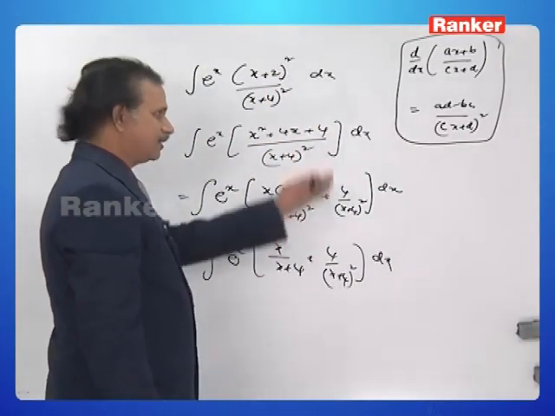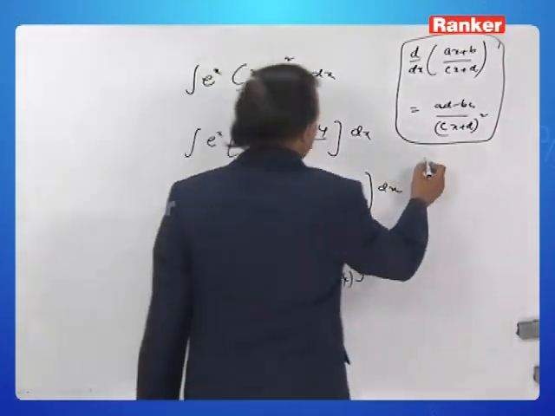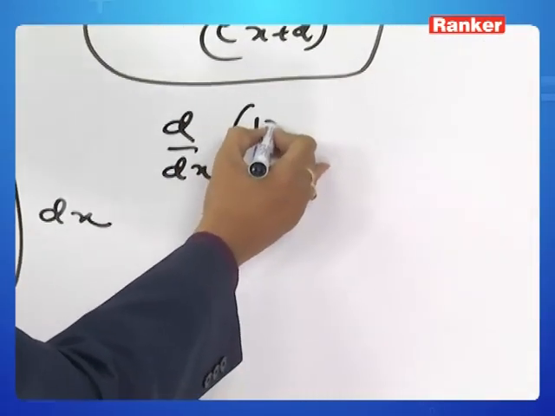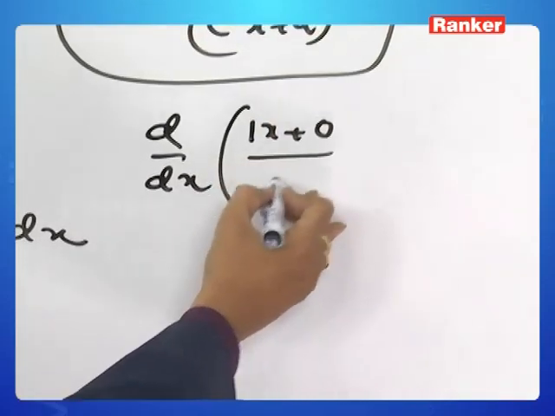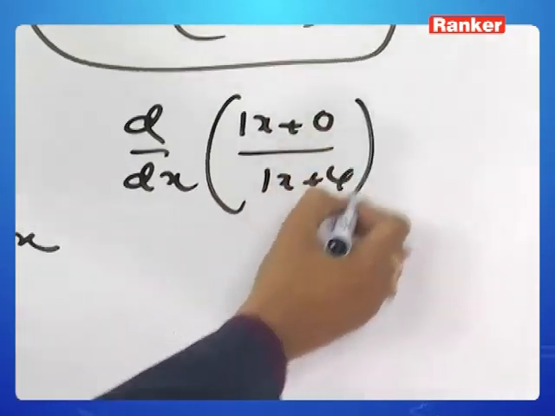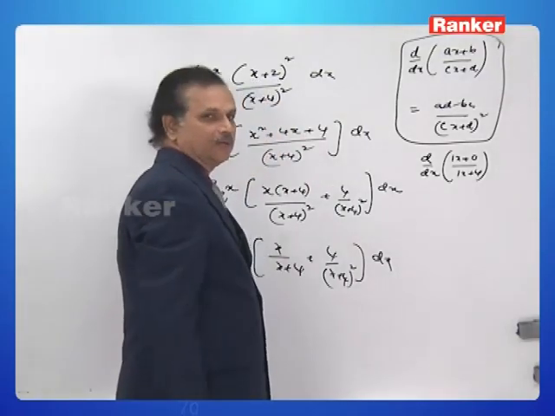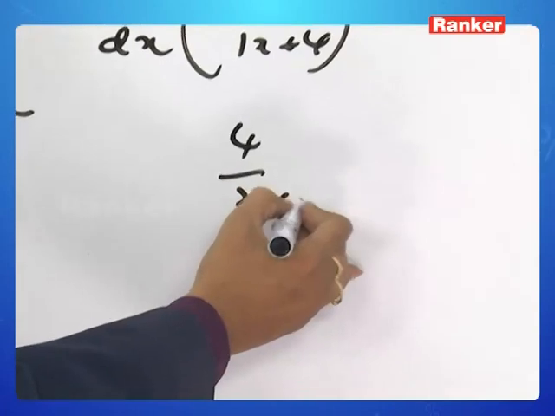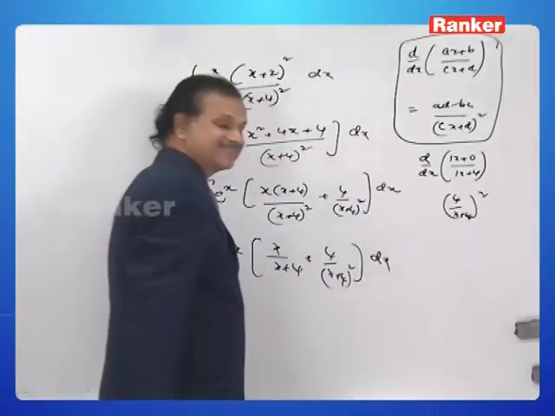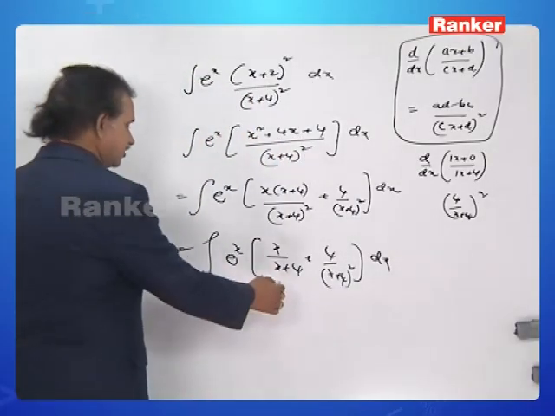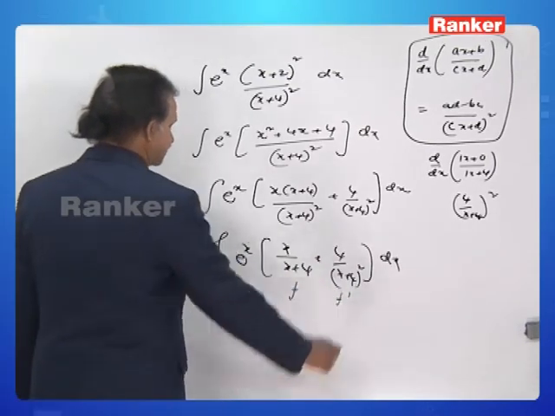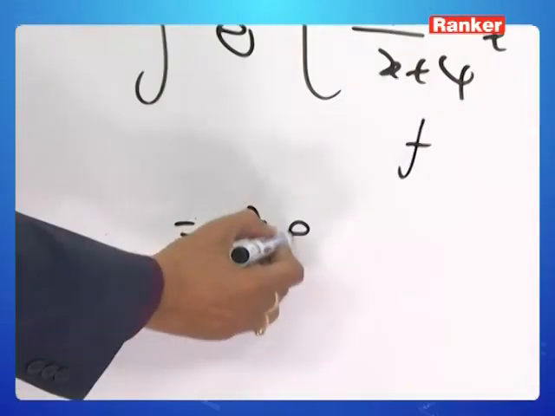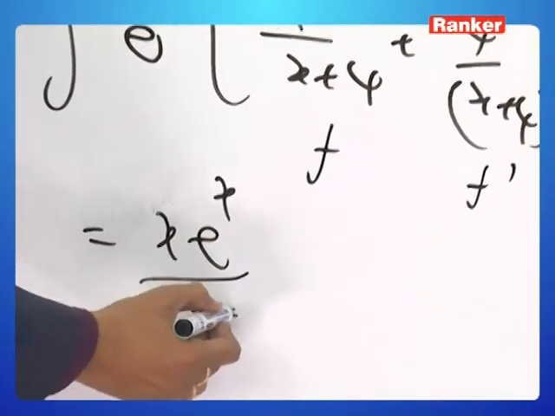Here x by x plus 4 is also in that form. d by dx of x by x plus 4, I am writing as (1x plus 0) by (1x plus 4), absolutely in a similar fashion. ad minus bc, 4 minus 0, is 4 by (x plus 4) whole square. You can easily trace it. This is f of x and this is f dash x. So ultimately, what is the answer? It is just nothing but x e power x by x plus 4.